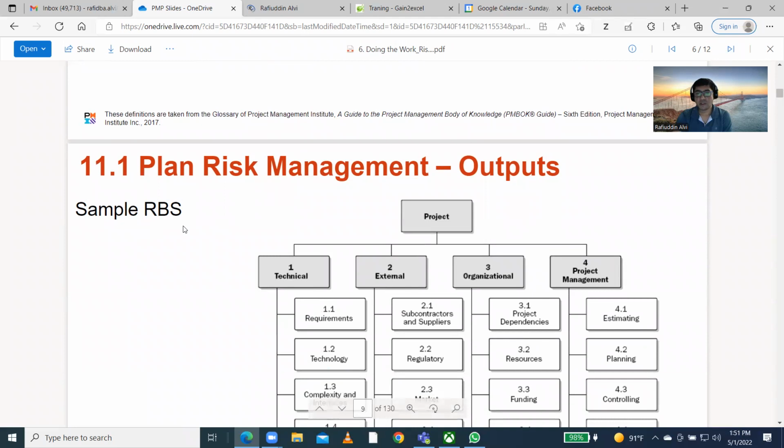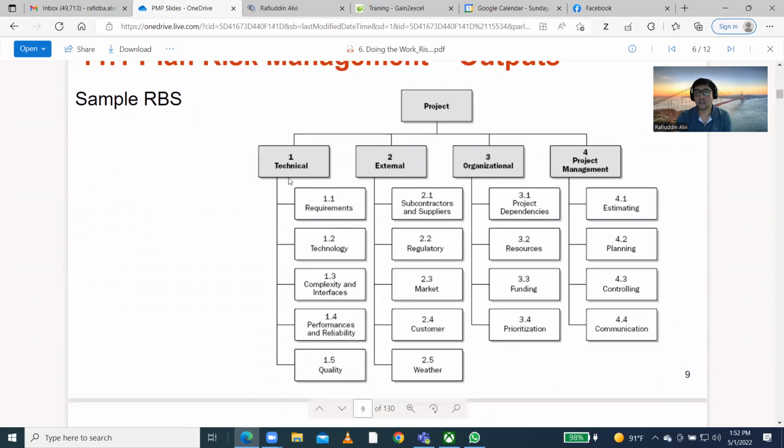So, the risk breakdown structure. Let's say in a project we have different categories of risk. Some risks are technical, some are external, some are organizational, and some are project risks. So you will categorize the risks into various categories. Technical risks can be based on requirements, technology, complexity, performance, or quality. External risks can come from a vendor, supplier, or market condition. Organizational risks can be based on resources, funding, or prioritization. And project management risks can be based on estimation, planning, communication, and controlling.